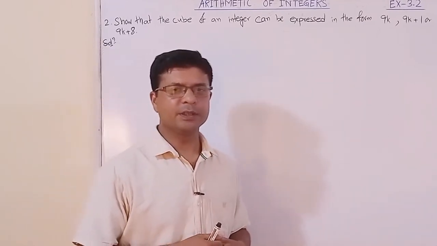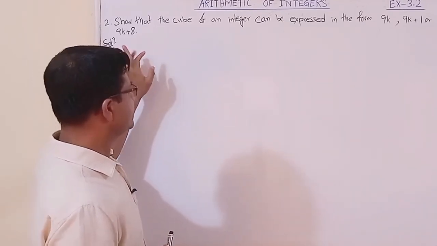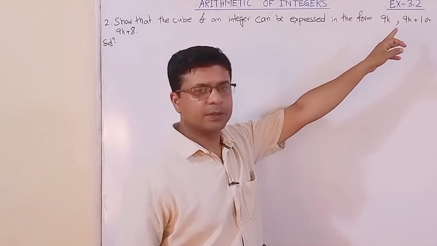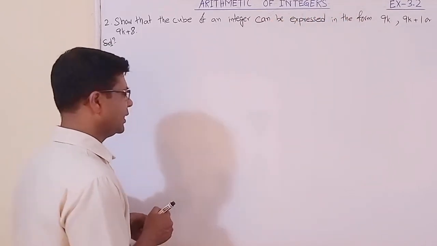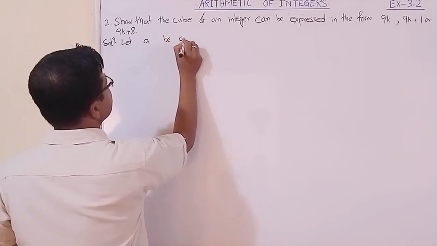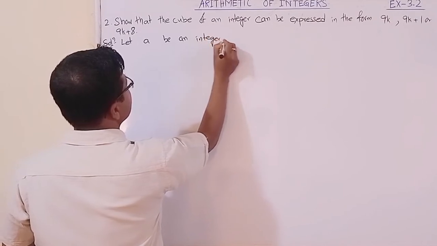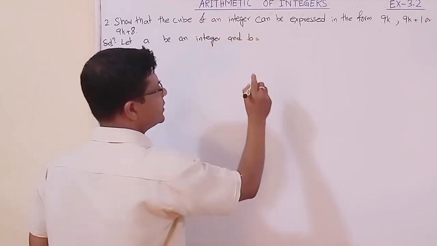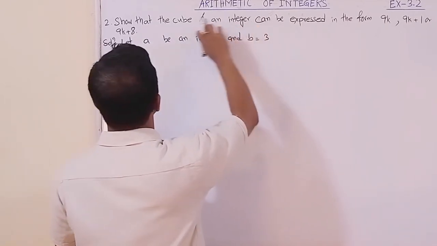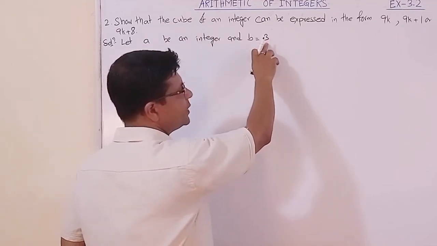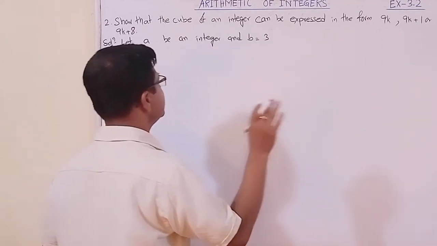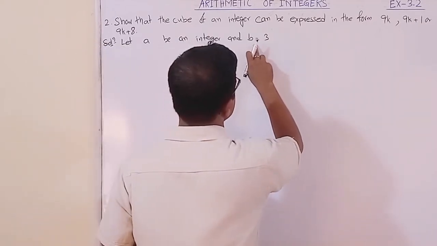This question you have already got in general mathematics. Still we have to do it. Show that the cube of an integer can be expressed in the form 9k or 9k plus 1 or 9k plus 8. So directly let us do. Let a be an integer and b equal to 3. We never consider b equal to 9. We consider 3 because the cube of 3 is 27, and in 27, 9 is there, since 27 is 9 into 3.